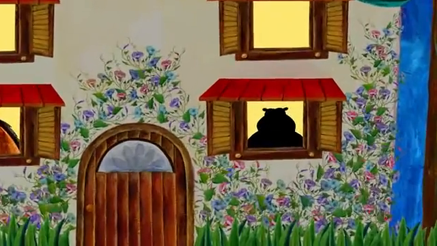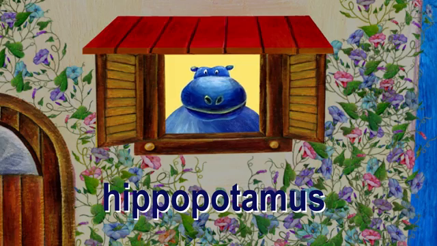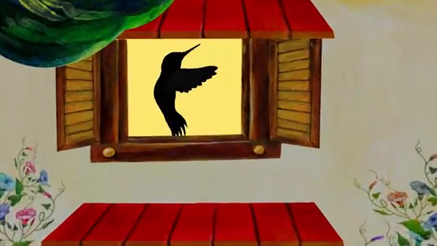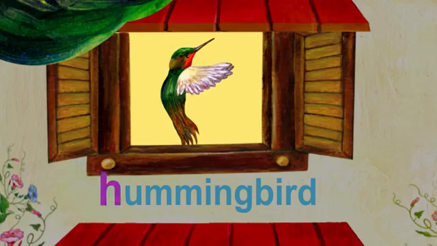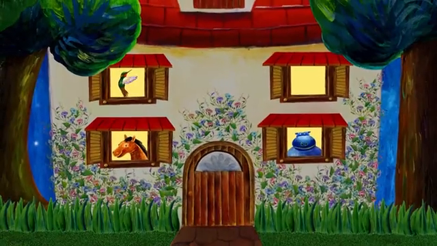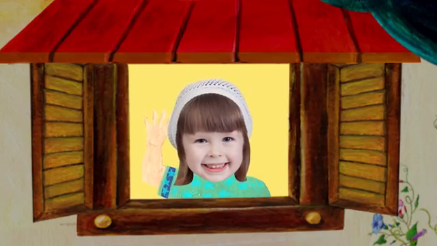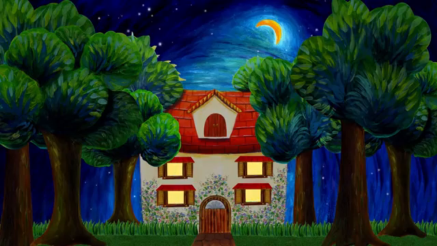Who's that? That's hippo. A hippopotamus. Hippopotamus starts with H. Does anyone else live in this house? That's hummingbird. Hummingbird starts with H. Who else lives here? Who is this? That's Hannah. Hannah lives in this house. Oh, it's time to go to sleep. Good night, everybody.